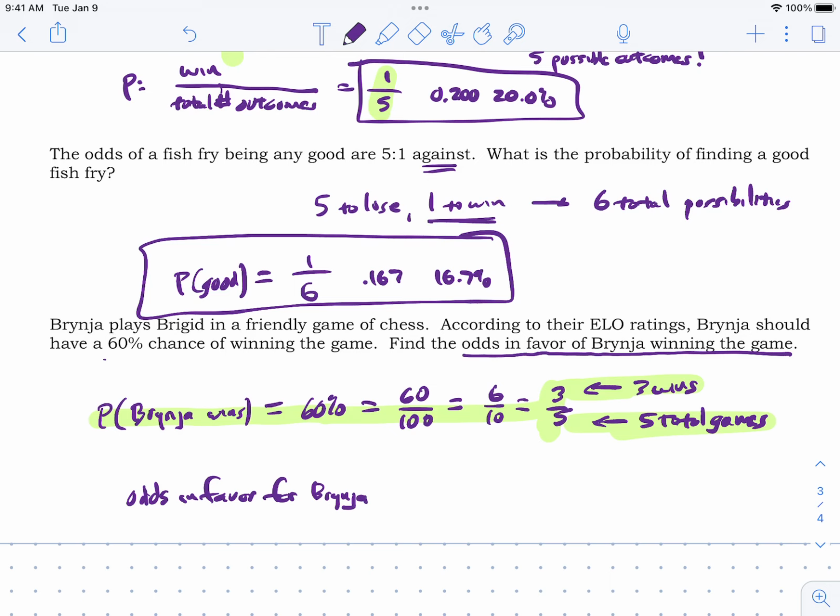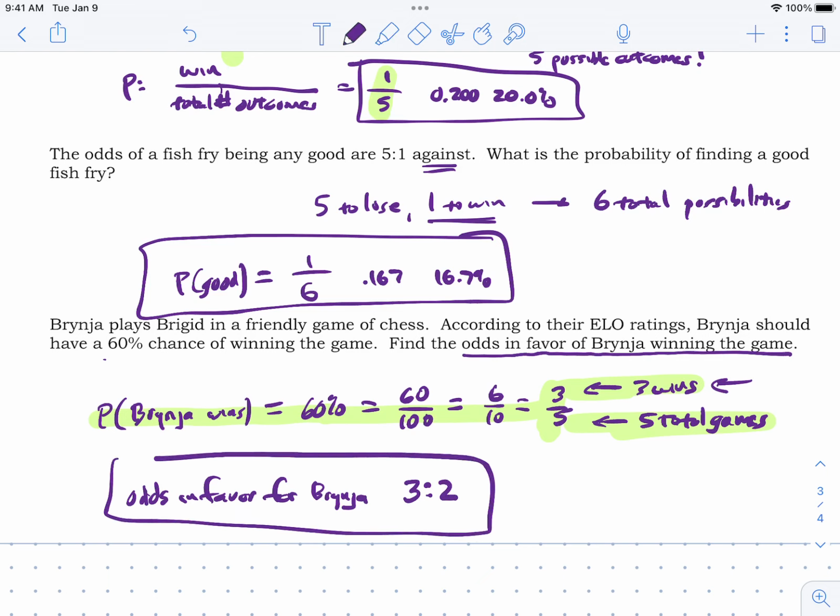Odds in favor for Brynja are 3 ways to win. How many ways to lose? Right? Remember, it's a lose to win or a win to lose situation. Since we're looking for odds in favor, we put the winning first. Odds in favor, 3 ways to win. How many ways to lose? Well, she wins 3 out of 5, means that she lost 2 games. And so the odds in favor for Brynja are 3 to 2.